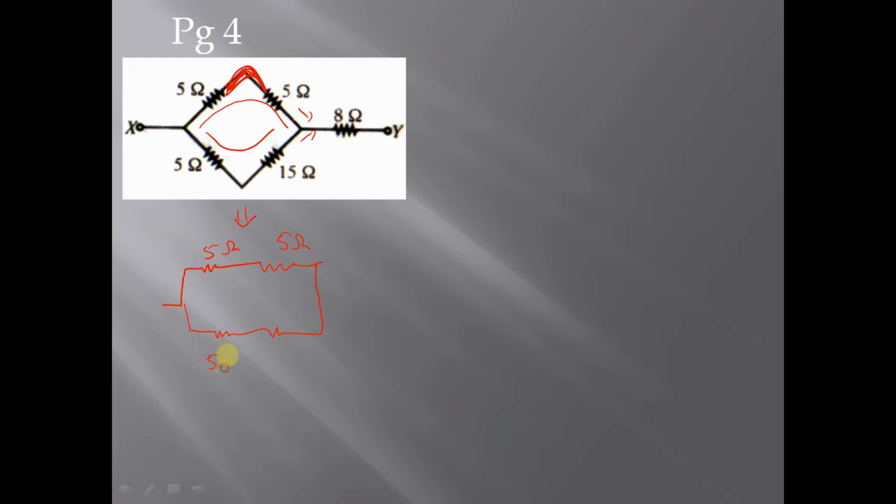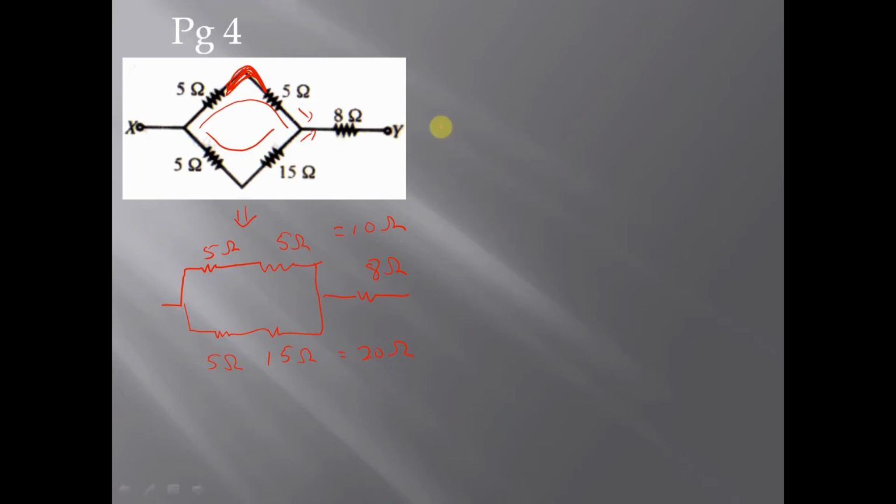This is the 5 ohm. This is the 15 ohm. Okay, and connect back, join out, another 8 ohm. So what you can do on top is combine the ones on top in series, 10 ohm. Combine the ones below, becoming 20 ohm.